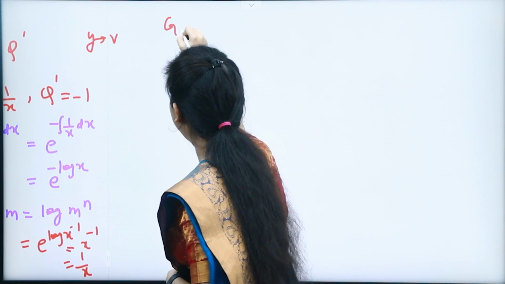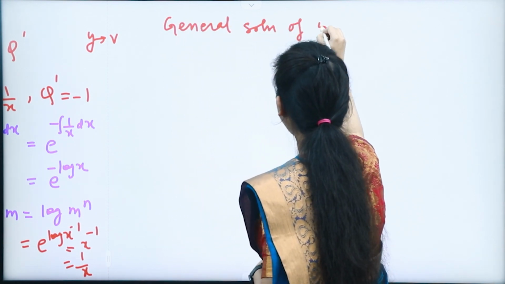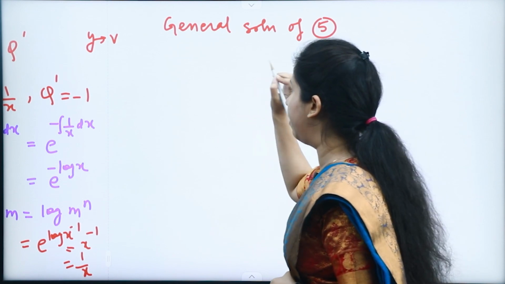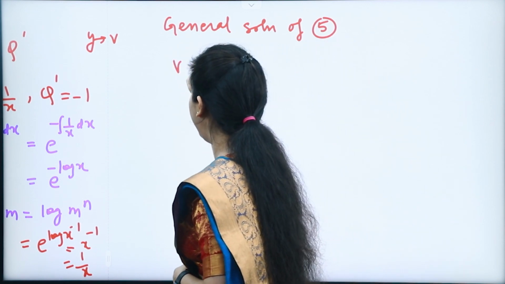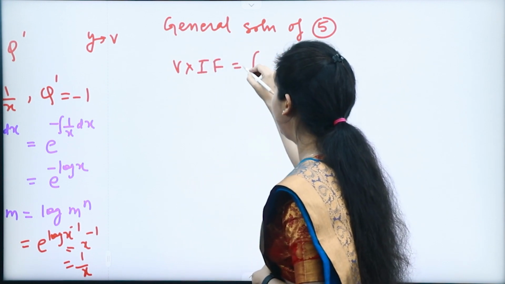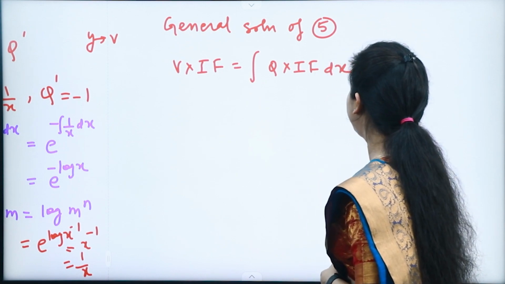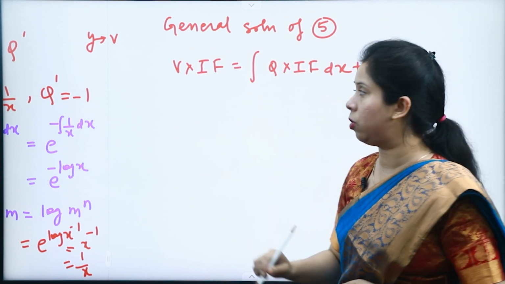Now we will find the general solution of equation number 5. So the general solution is given by the formula v into the integrating factor is equal to the integration of q into the integrating factor dx plus c. Here c is the constant of integration.